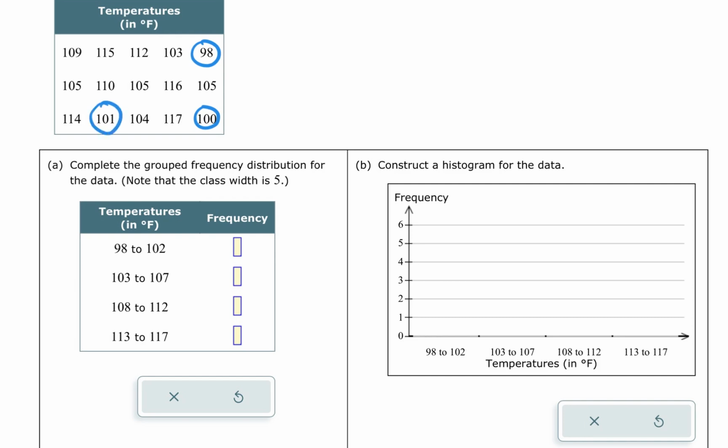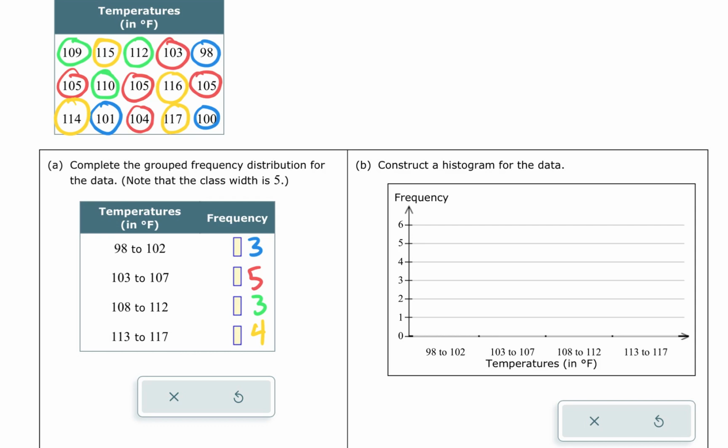Let's see. Looks like there are 3 numbers. 103 to 107. There's 1, there's 1, there's 1, there's 1. And I missed one right there. 1, 2, 3, 4, 5. 108 to 112 is our next class. 1, 2, 3. And then 113 to 117. 1, 2, 3, 4. The biggest way to make mistakes on here is just to forget or count wrong.